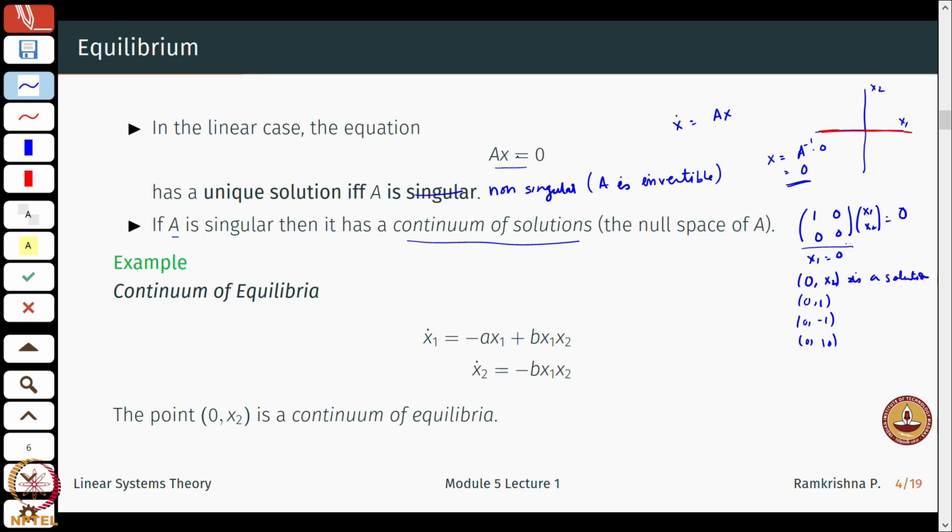In the case when A was invertible or non-singular, the null space is just the trivial point, that x equal to 0 is the null space.